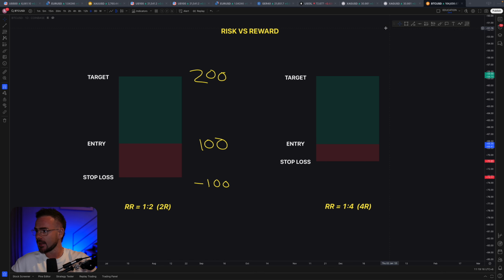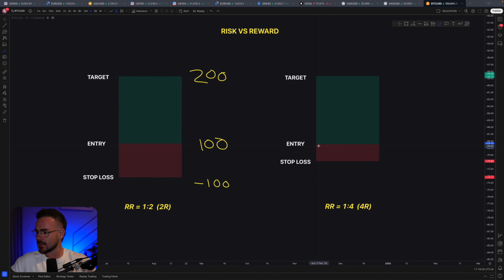We can see here that it's 1 to 2, meaning that our reward area is double the size of our risk area. We stack that, there'd be 2 of these up here. They're very uneven, but you get the picture, right? 1 to 2 risk to reward given how far price traveled.